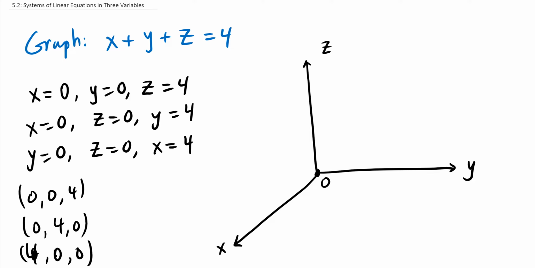So for the first one, 0 for x, 0 for y, but z is 4. 1, 2, 3, 4. So that's z. Then 0, 4, 0, and here, 4, 0, 0. So these are the 3 points that we have. So that's the graph for this kind of equation.